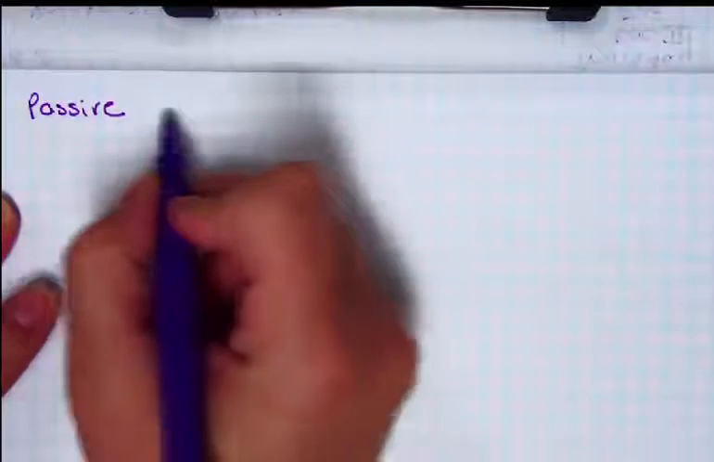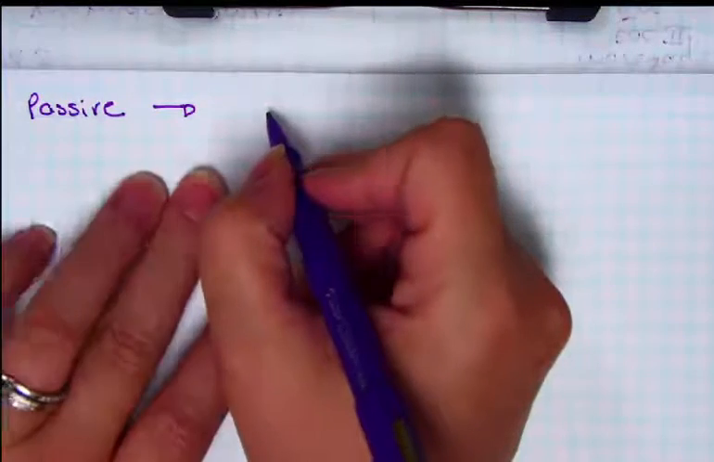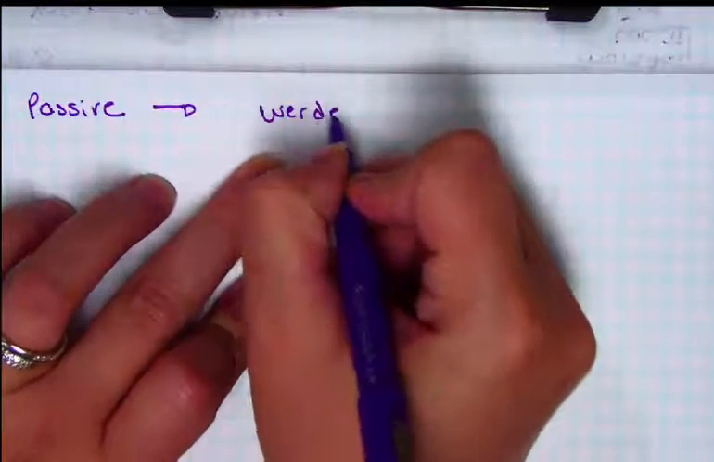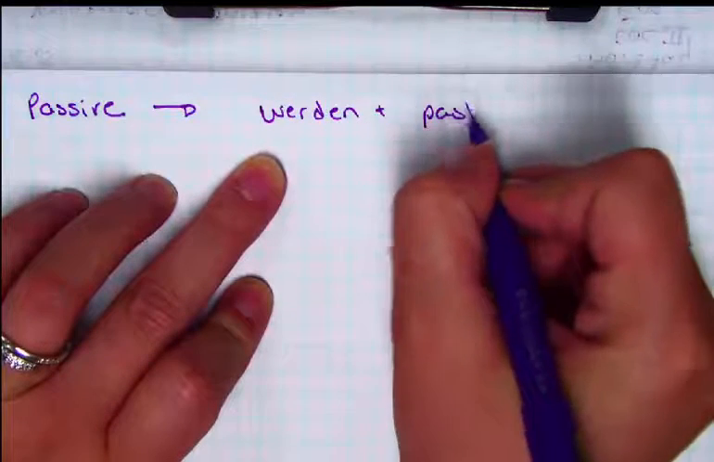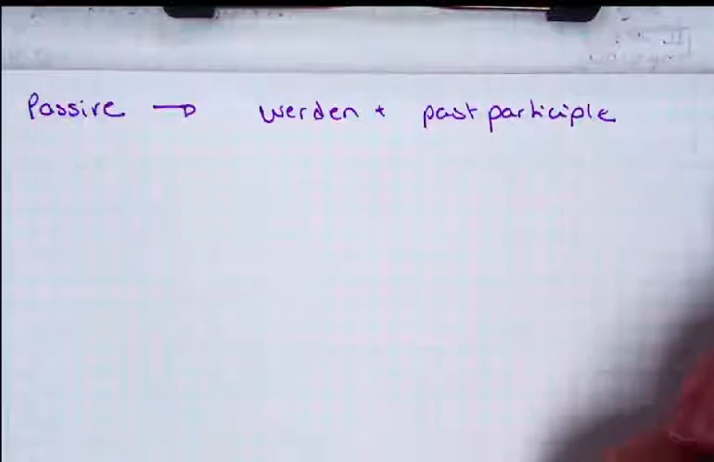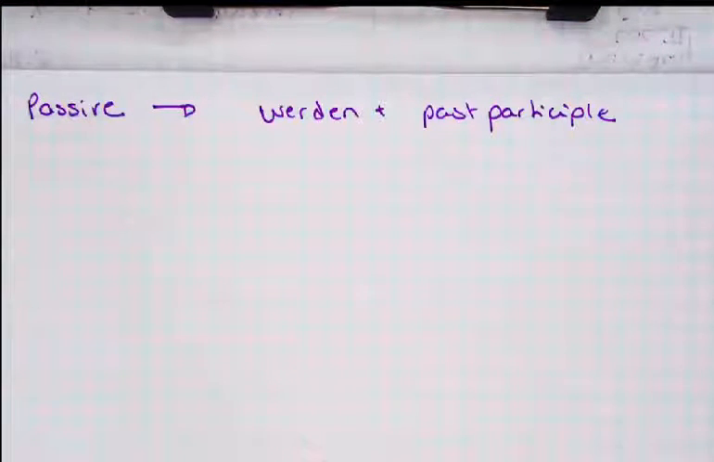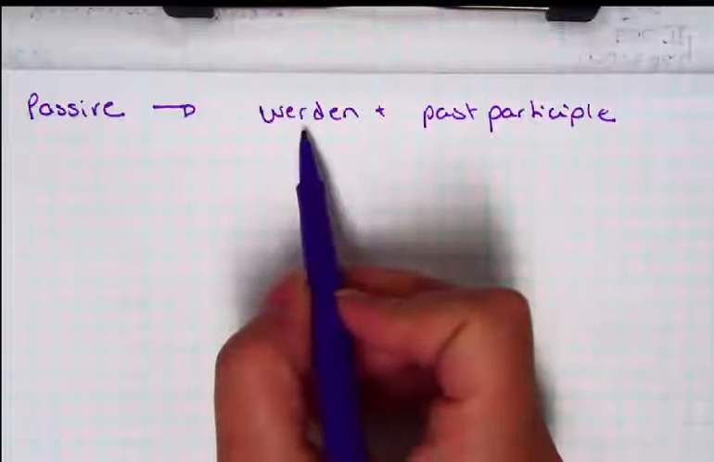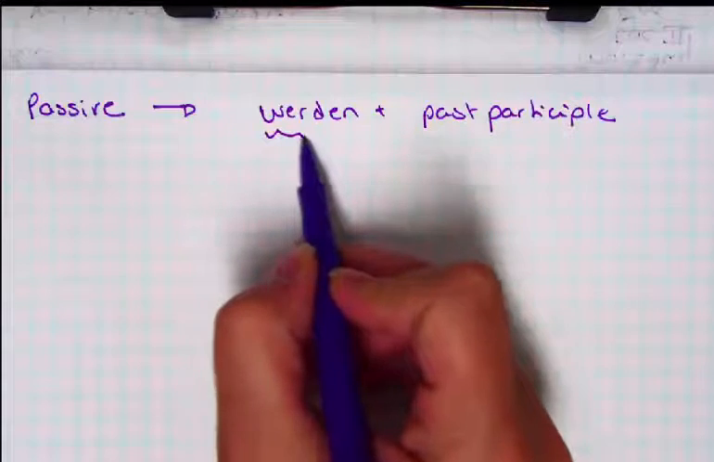So how do I make the passive? If I were to ask you in a test, how do you construct the passive voice? You're going to say werden plus past participle. Werden plus your past participle. That is your passive voice. So any sentence I give you, you should be able to tell me whether or not it is active or passive, and you have to pay attention to this werden.